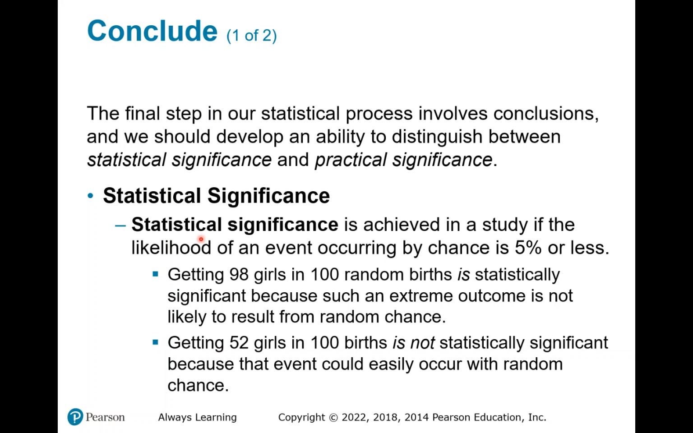So if we have a study showing that they got 98 girls in 100 random births, that would be statistically significant because such an extreme outcome is not likely to result from random chance. Getting 52 girls in 100 births is not statistically significant. That's about half of the births, and that event could easily occur with random chance.